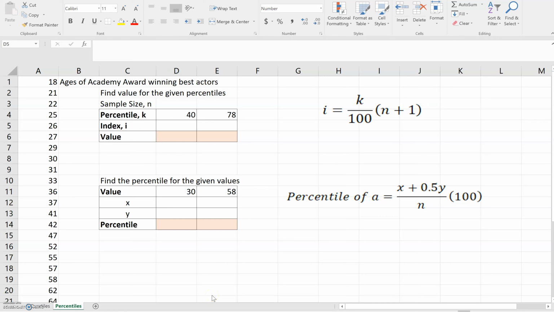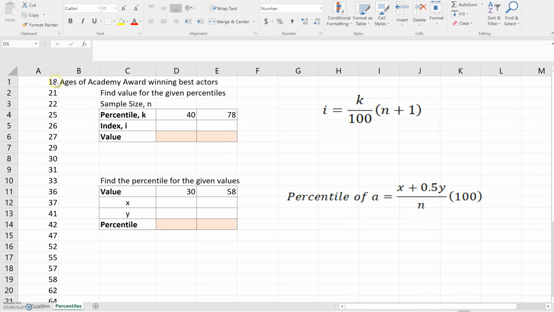Hey everybody, in this video we're going to learn how to calculate percentiles in Excel. I've got the formulas over here that I'm going to need to reference. And I've got some examples where I'm going to find a value for a given percentile, and then down here where I find the percentile for a given value.